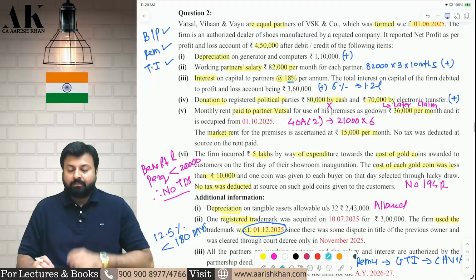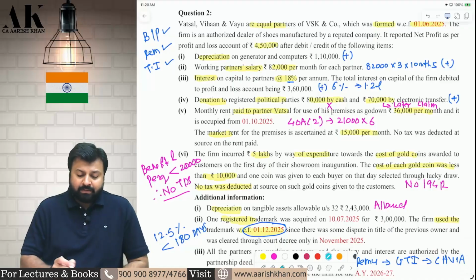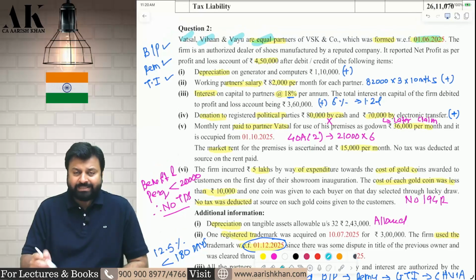Question number 2. It's a question on partnership firm. There are 3 partners, Vatsal, Vihan and Vayu, equal partners. The firm was formed in 2026, this year only. So it's a 10-month-old firm, just 10-month-old firm.